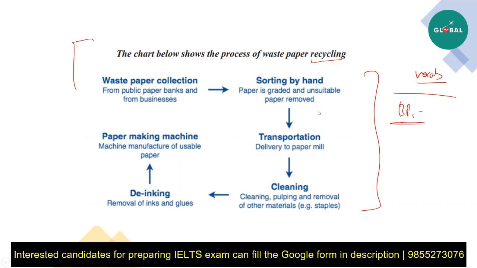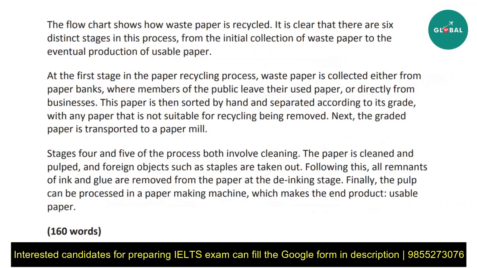It is not the perfect answer, but it will show you a structure that you can follow when you're going to write your exam. Now, in this, we'll start reading from the first one, because we have a few new students here. So, if we look at the introduction itself, the flowchart shows how waste paper is recycled. A very simple one. You could have ended it here. You can also add other steps. So, it is clear there are 6 distinct stages in this process, from the initial collection of waste paper to the eventual production of usable paper. This is kind of similar to what I gave you, so you can use this too.